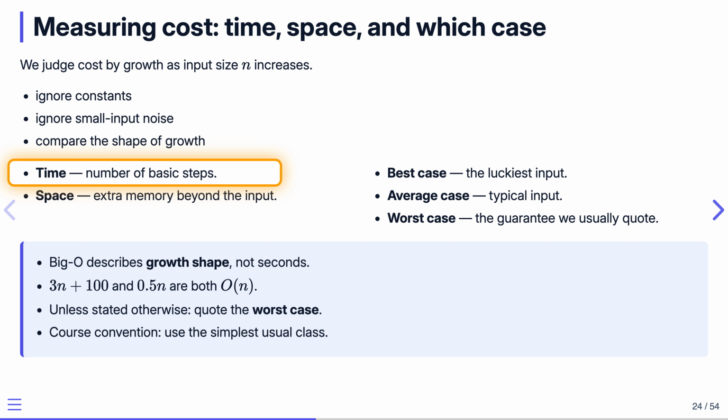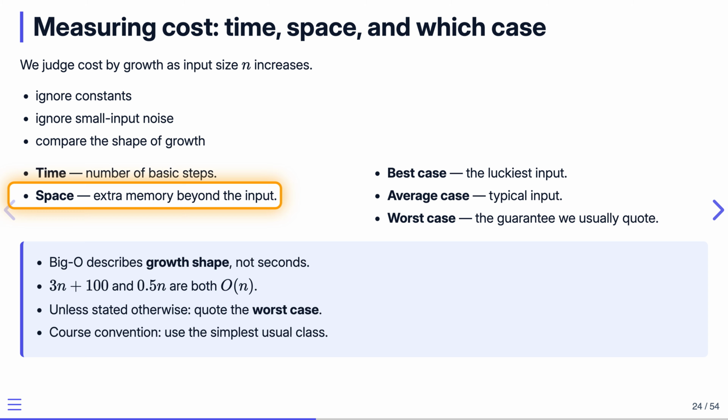There are 2 things we can measure. The first is time. Time means the number of basic steps the operation takes. The second is space. Space means the extra memory we use, beyond the input itself.